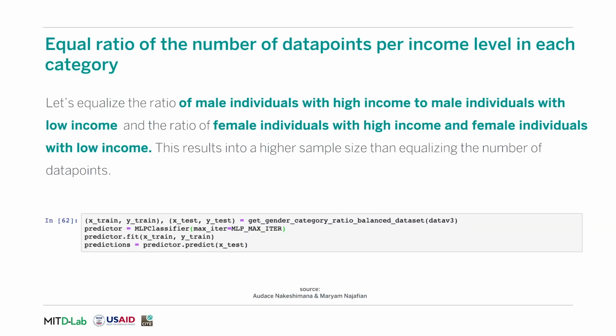In this methodology of equalizing the ratio of the number of data points per income level in each category, we equalize the ratio of male individuals with high income to male individuals with low income. And we do this for the female demographic as well. This results in a higher sample size. To see how this is the case, I encourage you to look at the notebook for this work.